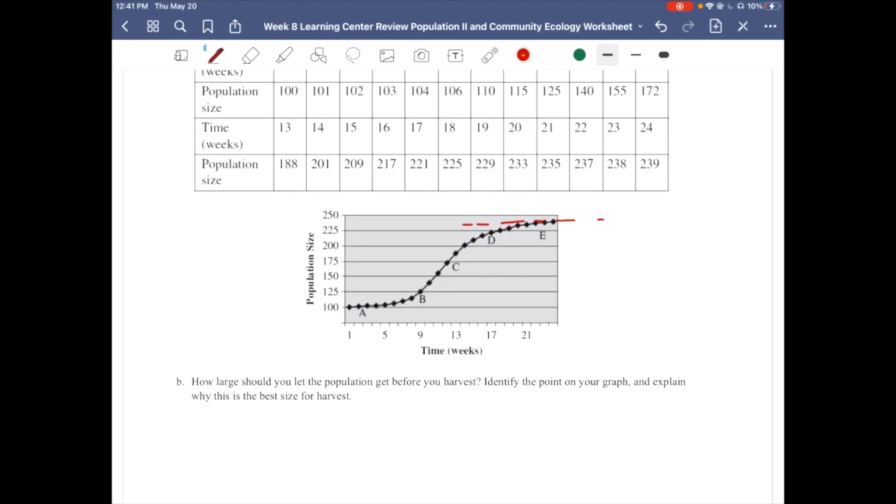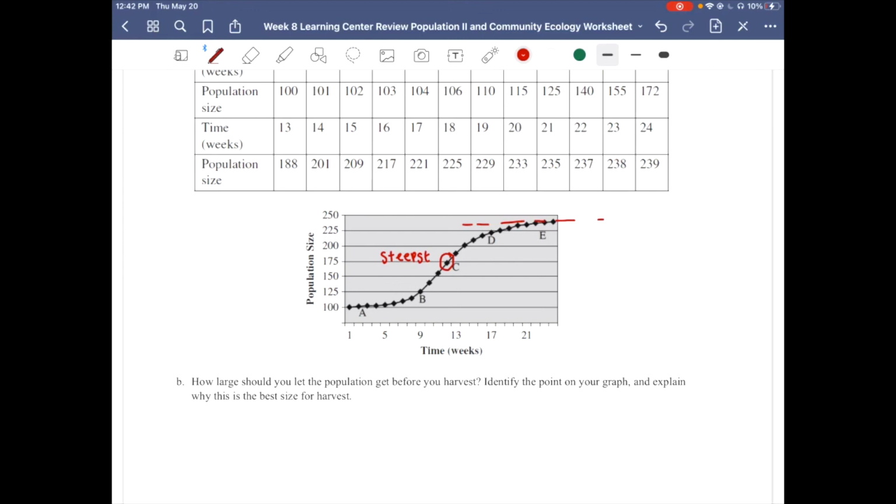Part B is asking how large should you let the population get before you harvest? Identify points on your graph and explain why this is the best size for the harvest. So we know that the rate of production is the fastest at the point on the curve where the slope is the steepest. So that would be around C. So this is going to be the steepest part. At that point, our rate of change is increasing greatly, so we're producing a lot of individuals in that population.